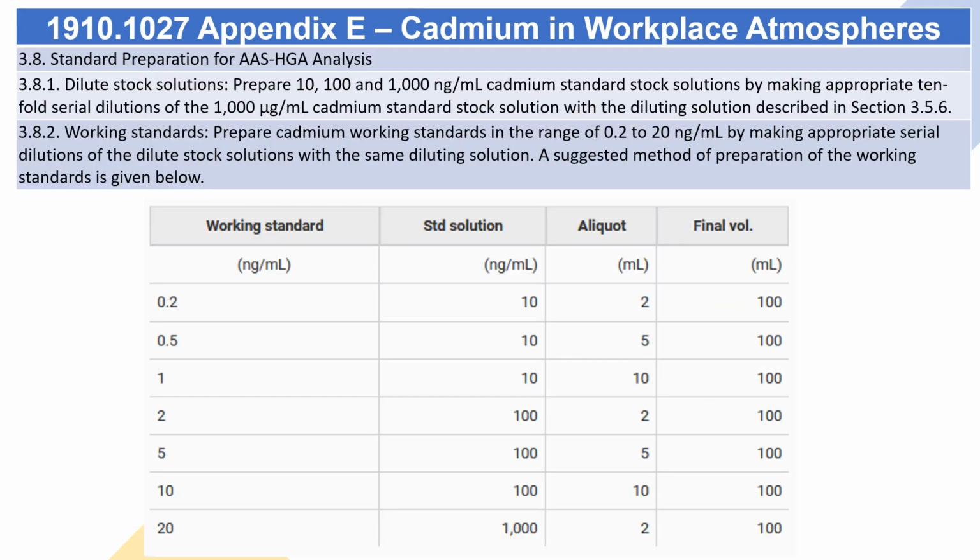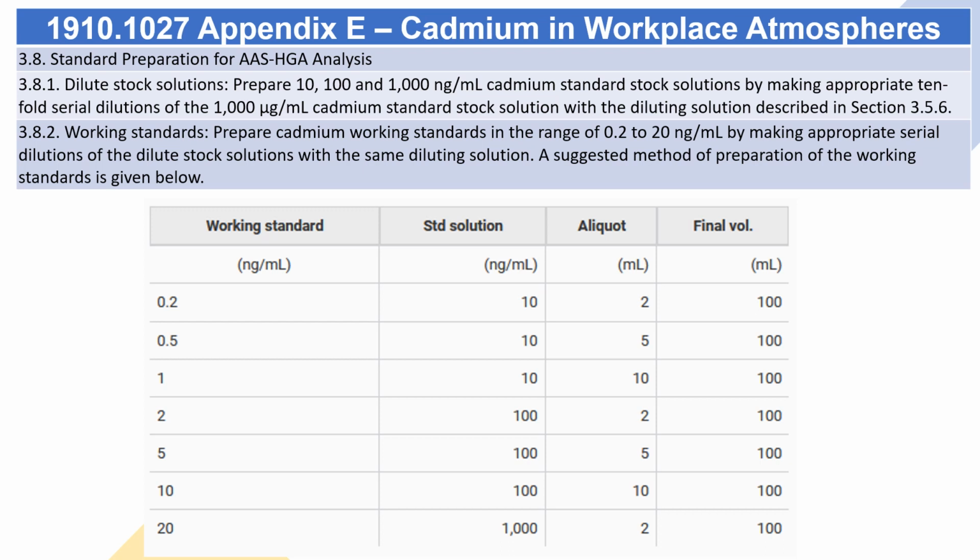3.8. Standard preparation for AASHGA analysis. 3.8.1. Dilute stock solutions. Prepare 10, 100 and 1000 nanograms per milliliter cadmium standard stock solutions by making appropriate tenfold serial dilutions of the 1000 µg/ml cadmium standard stock solution with the diluting solution described in section 3.5.6.